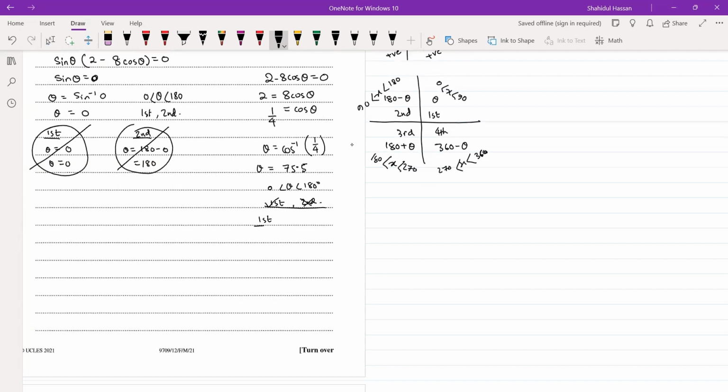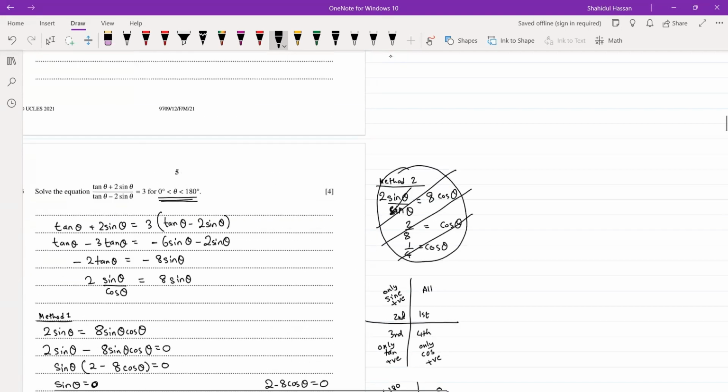So in the first quadrant, we have theta is equal to 75.5 degrees. That's your answer. Now, what is your final answer? Your final answer, theta should be equal to 75.5 degrees, and that should be your only answer. No other answers should be here. You have only one answer, and that answer is 75.5 degrees. All other answers are invalid.